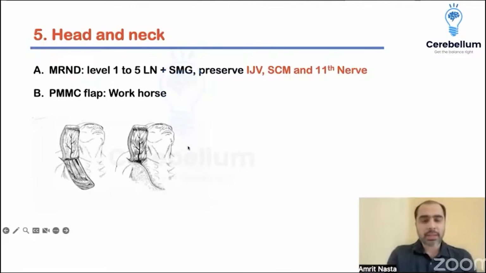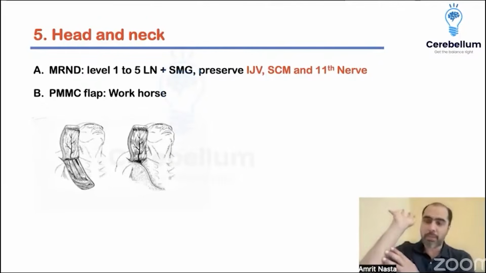And some flaps that they love asking you. This is my favorite. This is PMMC, pectoralis major myocutaneous. It's a pedicle flap. You take tissue from the chest and put it on the face after resection of an oral cancer. It is known as the workhorse flap for head and neck reconstruction. This is PMMC. But what is preferred today are free flaps, right? Radial free forearm flap, free fibular flap, they are preferred because free flaps give the best outcome.